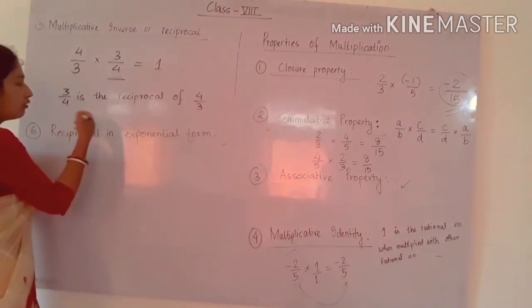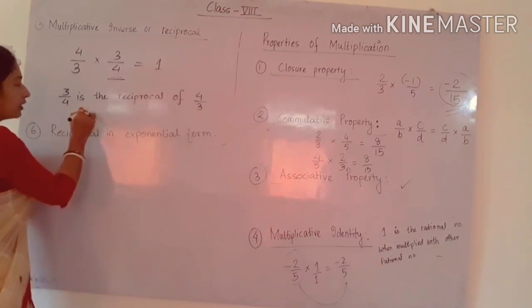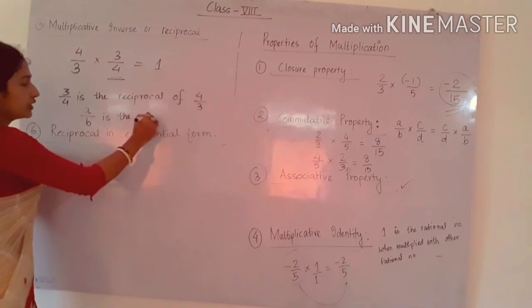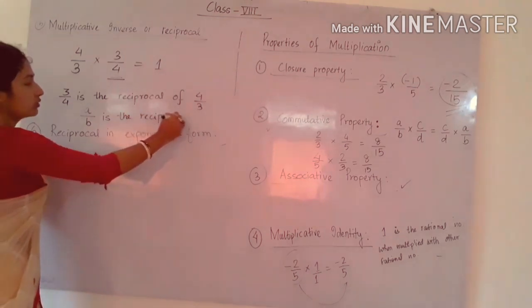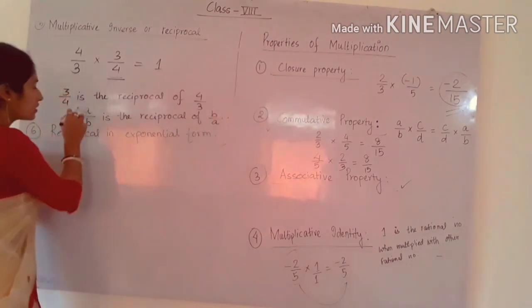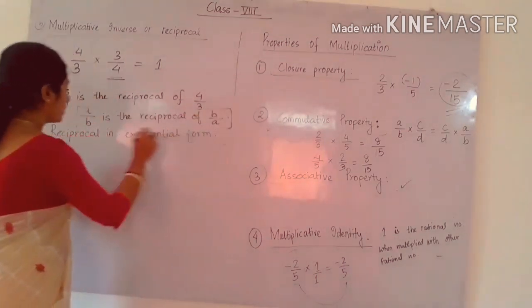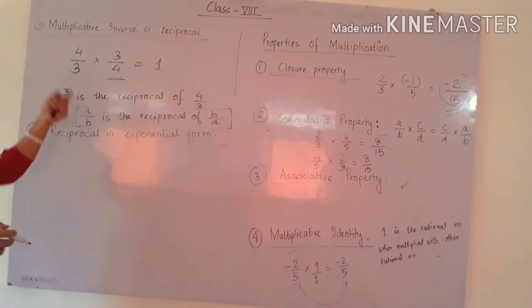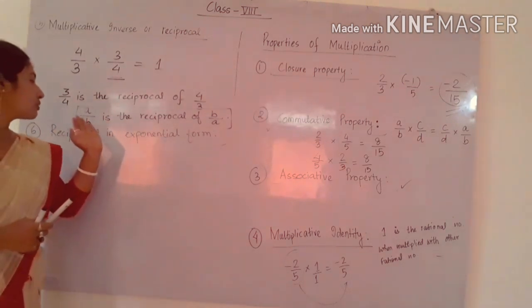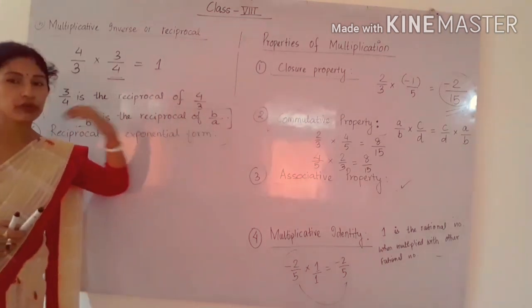So in general, what can I write? A by B is the reciprocal of what? B by A. This is in general what we can say, because every time the values of A and B will not be 3 and 4. So the next is number 6. Number 6 is reciprocal in exponential form. So already you know what the reciprocal is: A by B is the reciprocal of B by A.